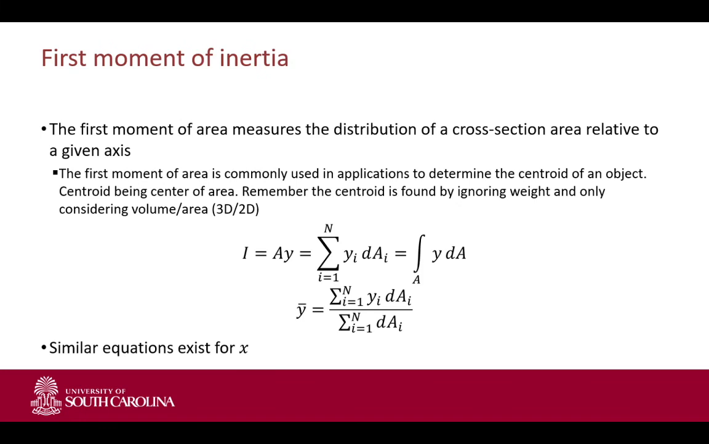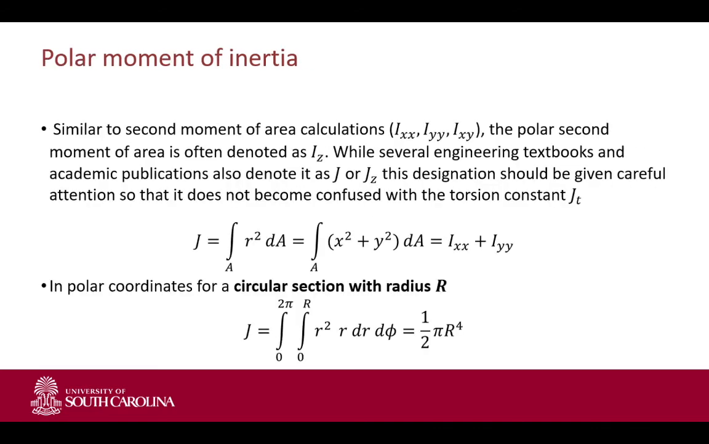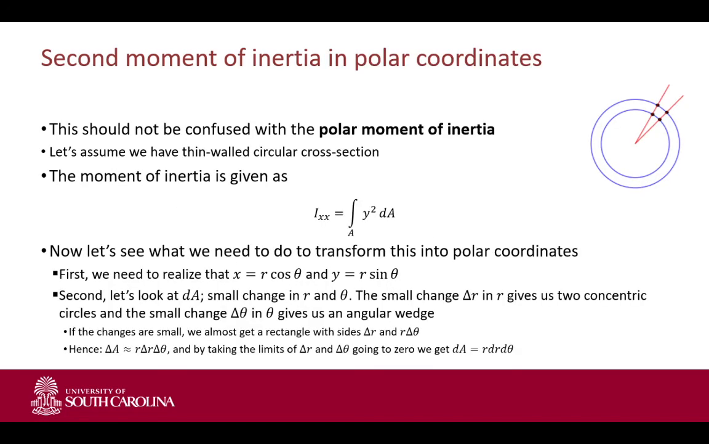First moment of area, basically if you want to calculate the centroid. And then the polar moment of inertia, this often comes into effect when we're talking about torsional sections. And one of the relationships for the polar moment of inertia is J equals Ixx plus Iyy. And then the polar moment of inertia, when we go to circles, we often relate to the polar moment of inertia instead of just moment of inertia.